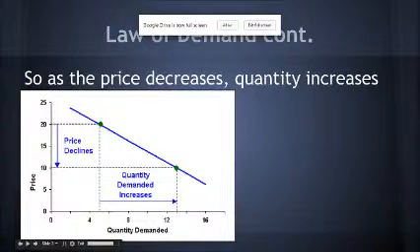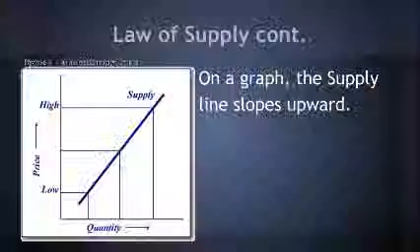The law of demand. As the price of a good increases, the quantity of demand will decrease, and vice versa. This makes more sense while looking at a graph. Now that you know the law of demand, let's talk about the law of supply. The law of supply states that as a price increases, the quantity supplied will also increase, and vice versa. I will show you on a graph.